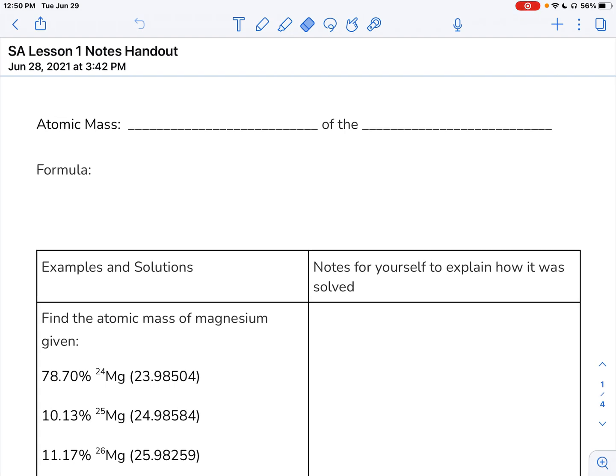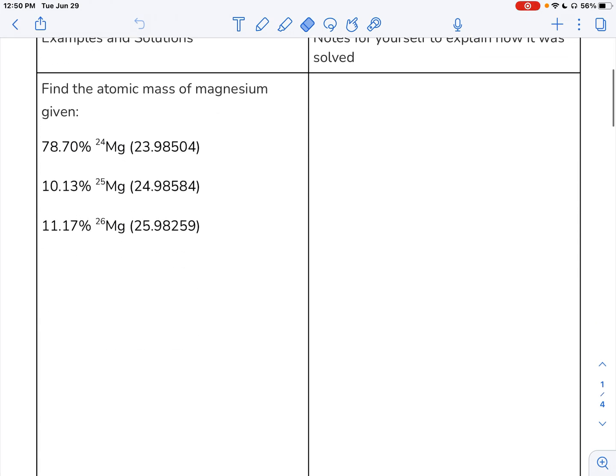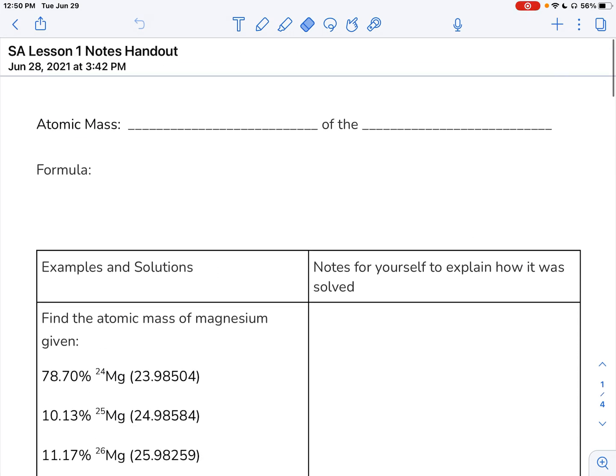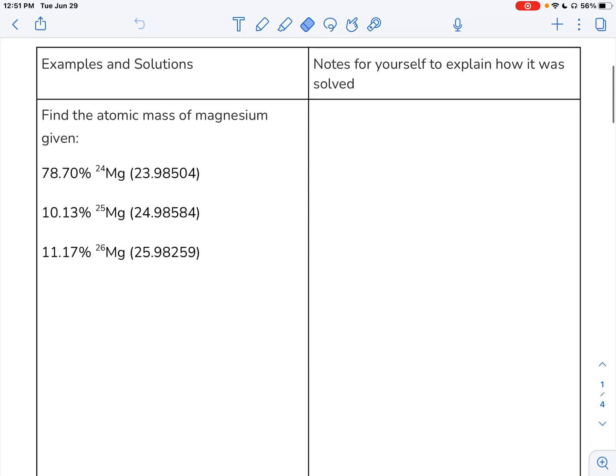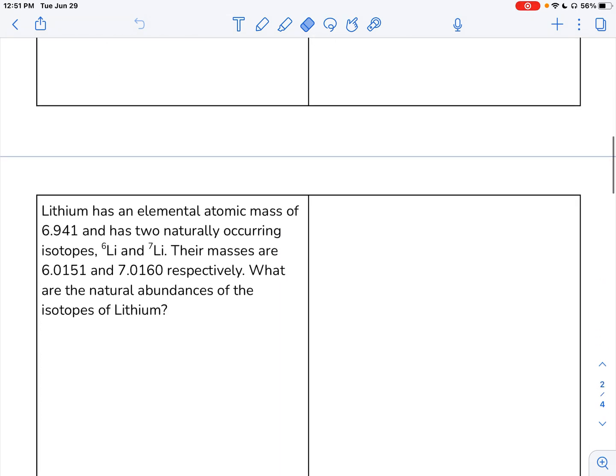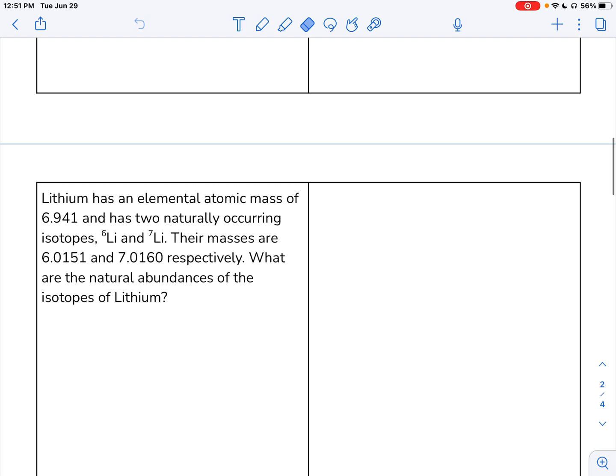I also gave you a handout where you can take notes on the video. Again, if you already know how to do the assignment, you do not have to do this. The only thing that's required is the assignment itself. This other stuff you will not be handing in. But if you think you would find it helpful, you can take your notes on here.